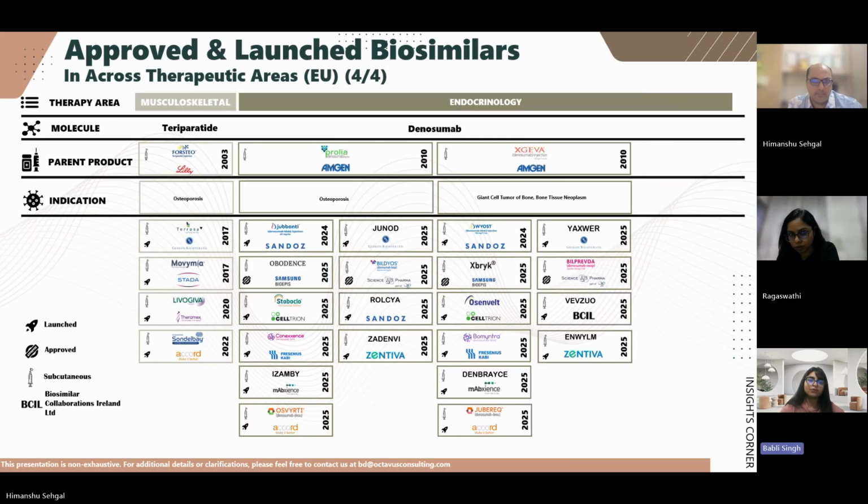Then musculoskeletal, teriparatide. There are 4 biosimilars of this biologic, which was approved in 2003. From 2017 to 2022, they have launched 4 biosimilars. They all are launched in the EU market. And moving to denosumab.